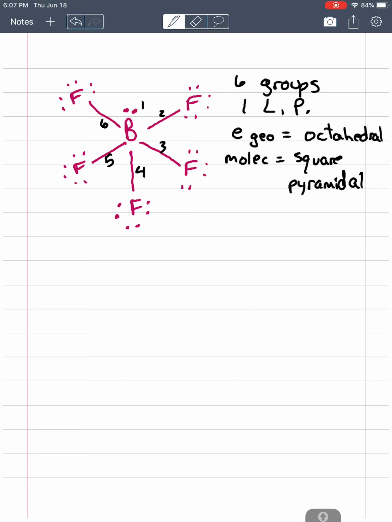Okay, that's strange. All right, so let's remove another one. We're going to do xenon tetrafluoride. And this time it matters where we remove the next one. So if we have a lone pair here, then the second lone pair has to be opposite the first lone pair.